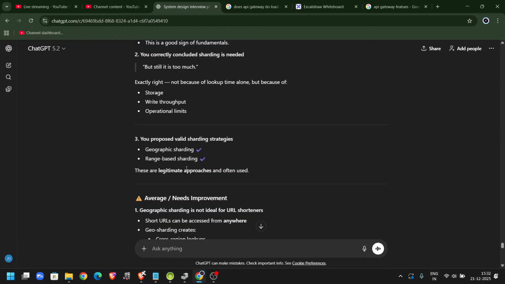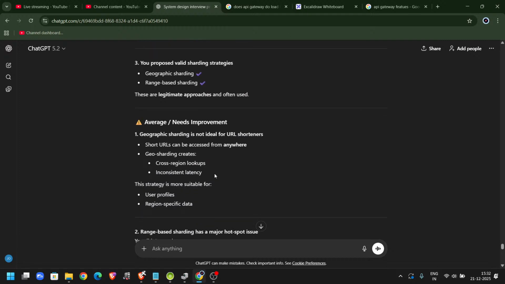You proposed valid sharding strategies, geographical sharding, range based. Okay, I did not expect this answer to be good, but okay. Average things happened. Short URLs can be accessed from anywhere. Geo sharding creates cross region lookups and inconsistent latency. Correct. If data is not found in the optimal shard, then we have to go to other places, and that is more latency. The strategy is more suitable for user profiles, region specific data. But yeah, in case of URLs, region specific may not even work. True.